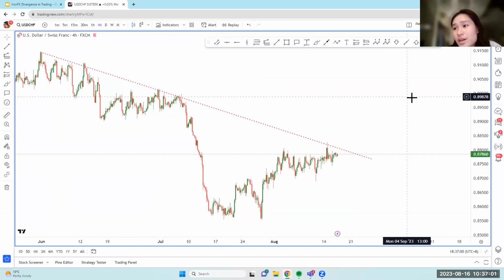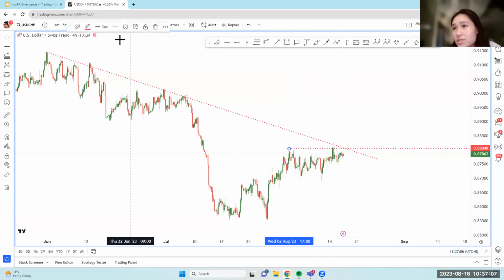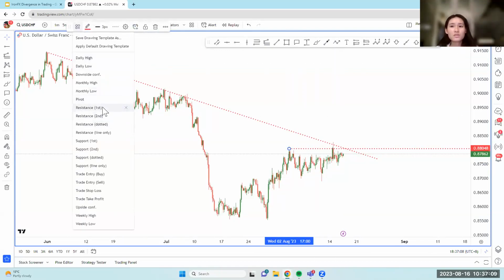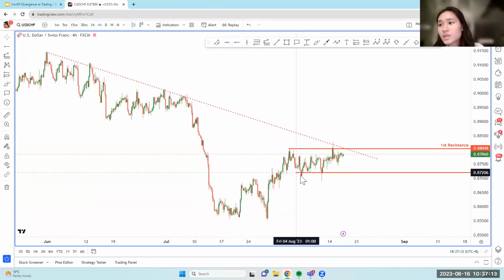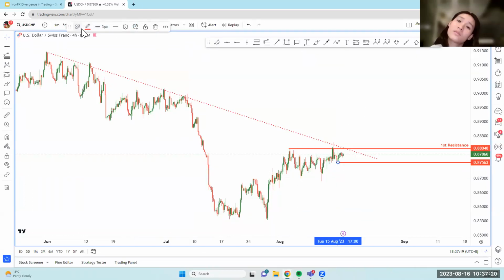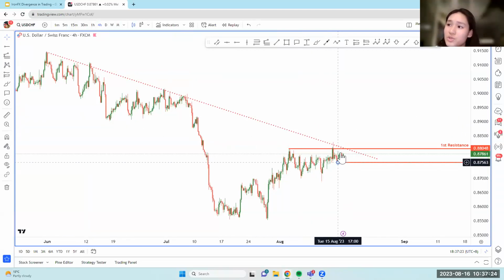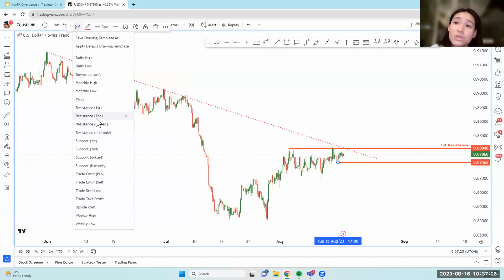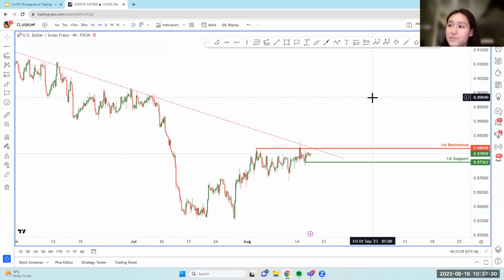Here we also have a descending trend line. Next, I'm going to go in with support and resistance levels again. So here's my first resistance and first support here. For these levels, we just use the closest swing high or swing lows to where price is at and then see how far we can pull it back.